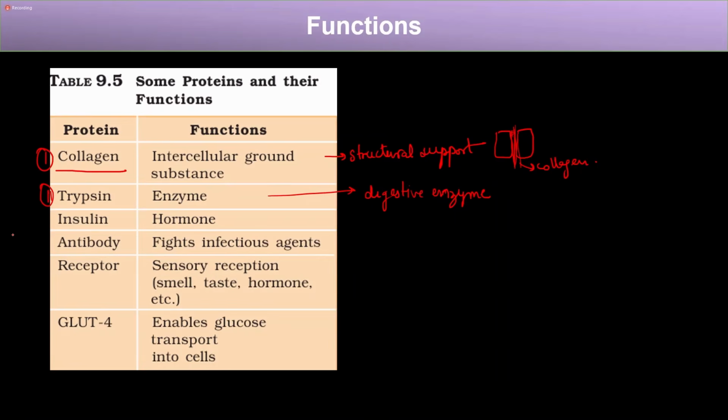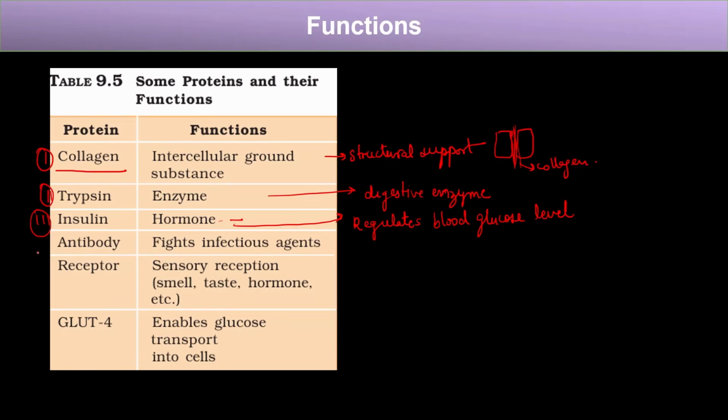Now the third protein is insulin. So what is insulin? Insulin is a hormone, and what it does is it regulates blood glucose level.